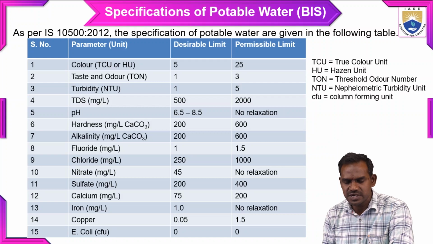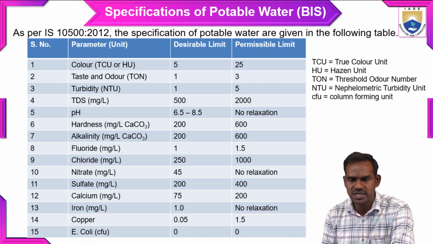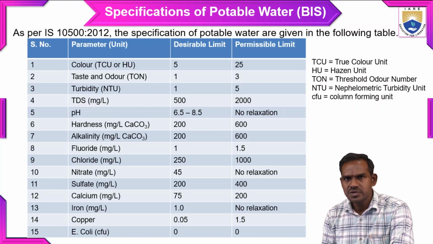The second parameter is taste as well as odor, which is measured in units of TON. Full form is Threshold Odor Number. The desirable limit for taste and odor is 1 TON and permissible limit is 3 TON. So desirable limit is only 1 TON, but we can permit up to 3 TON.